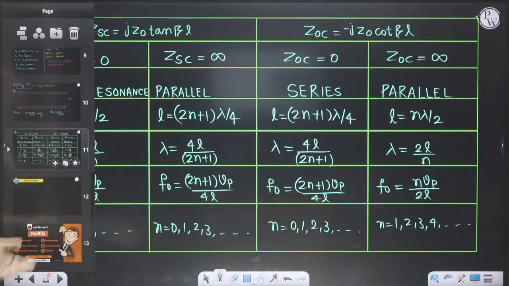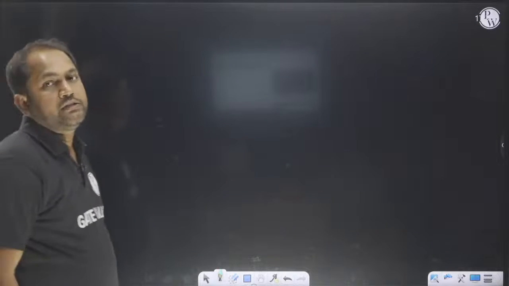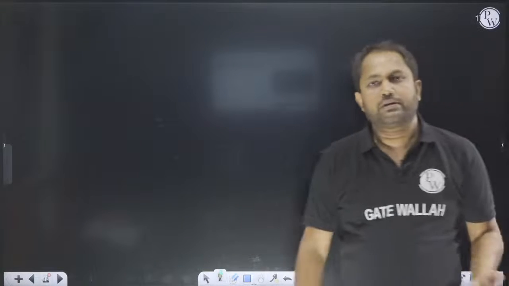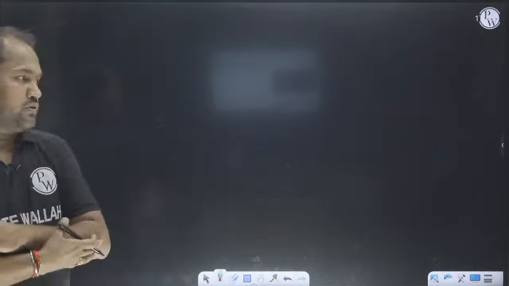Then there is also a graph. You can write it down in the summary graph. We have drawn the graph for short circuit, so you can go through the graph also. There is inductive, capacitive, like that. You should know inductive and capacitive.